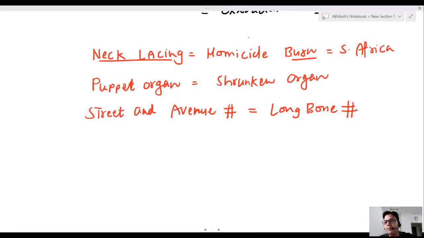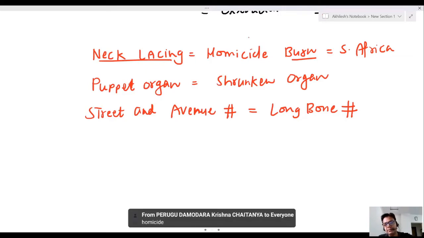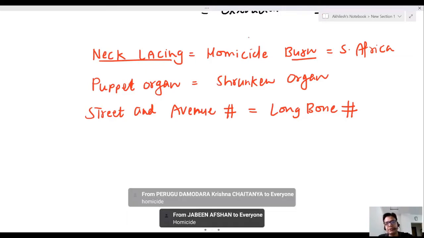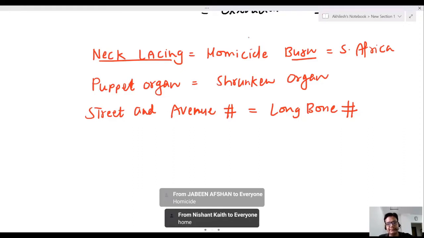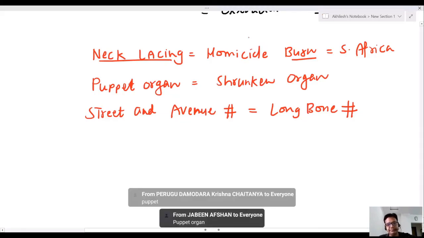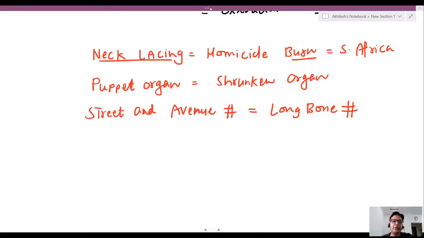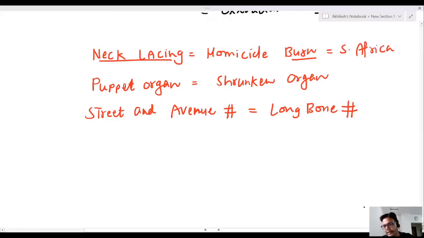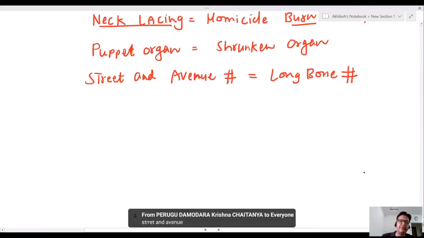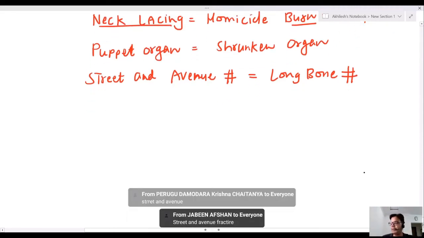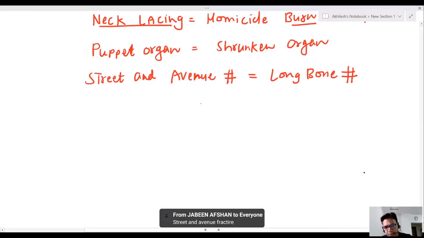Neck lacing is an example of which burn? Homicide burn. Shrunken organs in burn cases are known as puppet organs. Long bone fracture in burn cases is known as street and avenue fracture. Very important. These are some important points of burn cases. Now, what is scald?